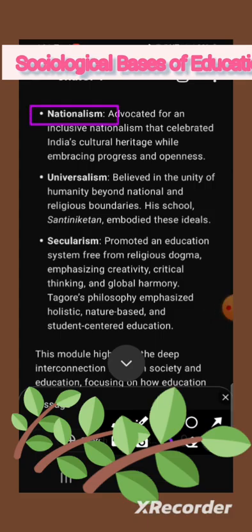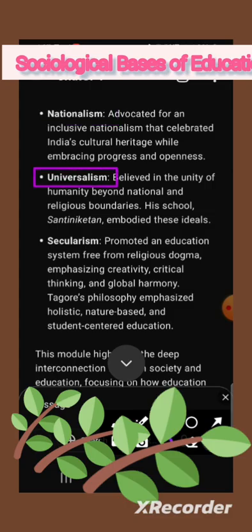Unlike aggressive nationalism, Tagore promoted a form of nationalism rooted in cultural pride, self reliance, and inclusivity. He opposed narrow nationalism that led to conflicts and believed education should cultivate mutual respect among nations. His educational vision was deeply linked to the Indian ethos but also embraced universal human values.